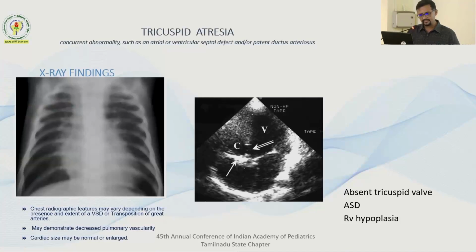So this is an X-ray finding and an echocardiographic finding of tricuspid atresia. Here we couldn't see the tricuspid valve. The RV is very small. There is a large conotruncal VSD. The LV is of normal size, which all suggest tricuspid atresia.